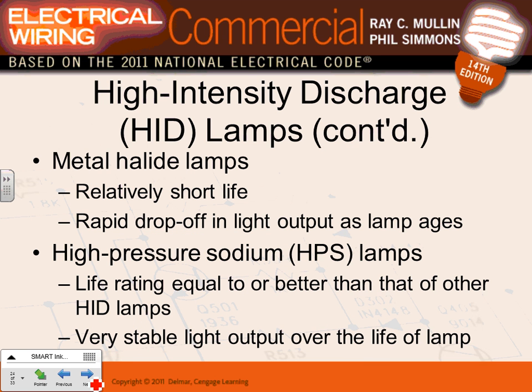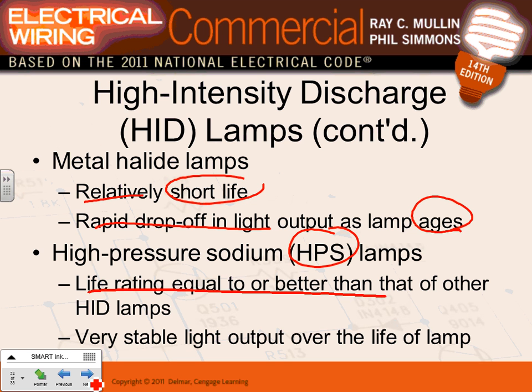Okay, metal halide has a relatively short lifetime, that's an issue, though still better than other applications. There is a rapid drop of the lumens output as it ages. As the metal halide ages, the lumens start going sharply down. It starts becoming dimmer, so that's a bad characteristic. High pressure sodium is the best, guys, for the most part. The life rating is equal or better than the other lamps, and it has very stable output over the life of the fixture. So over the life of the fixture, it maintains most of its lumens.